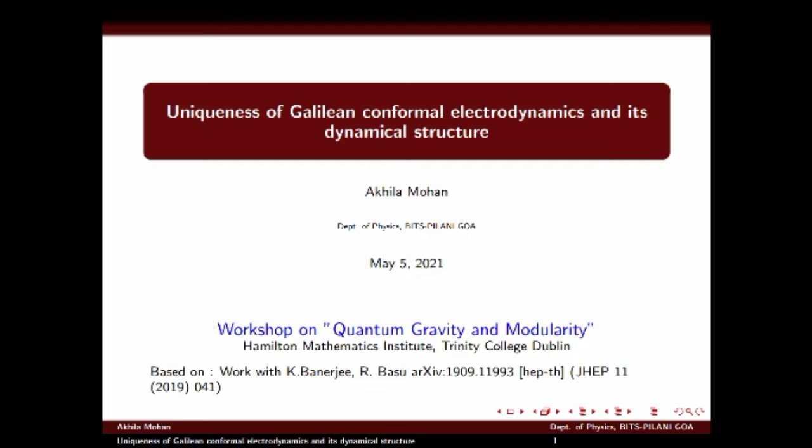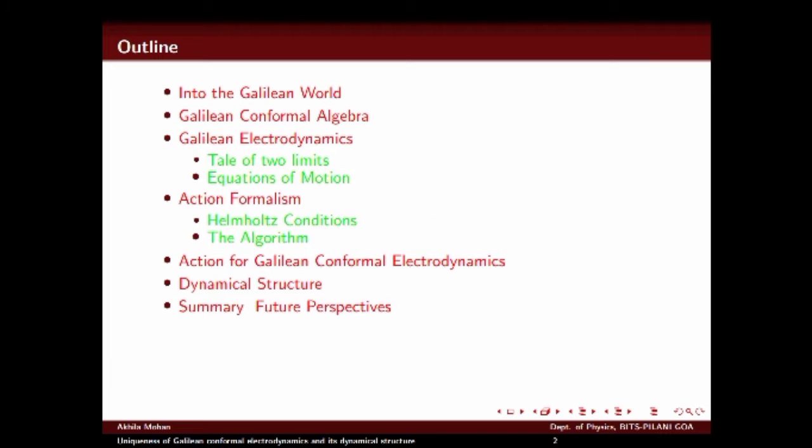Let me introduce the outline. First I will give an introduction to the Galilean world, and then we will construct the Galilean conformal algebra starting from the relativistic conformal algebra. As an example, I will show you the Galilean electrodynamics case. Then we further develop the action formalism, and we find the unique action for Galilean conformal electrodynamics. Further, we study the dynamical structure based on the action, and finally we end with a summary and future perspectives.